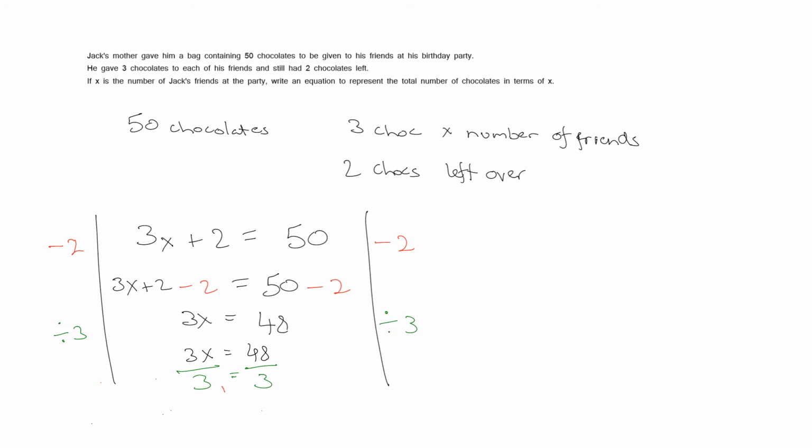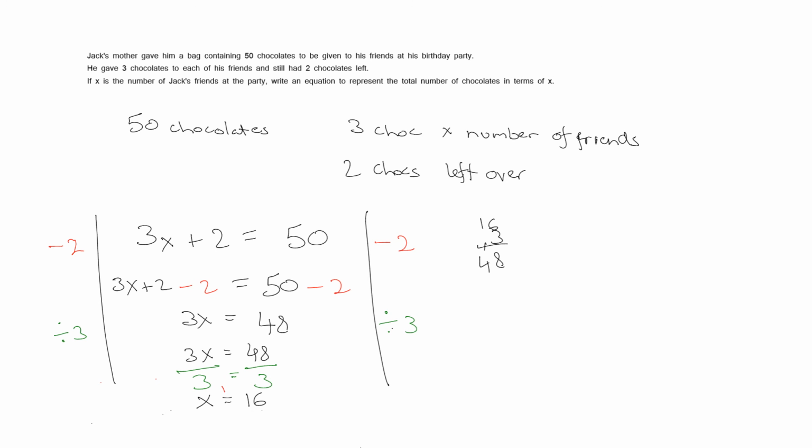Okay, so 3x divided by 3 is just x, and 48 divided by 3 is 16. If you want to double check that, we can write it over here. So this is just a little check. So 3 by 16, 6 3s are 18 and 1, 3 1s are 3 and 1 is 4, and we get 48.